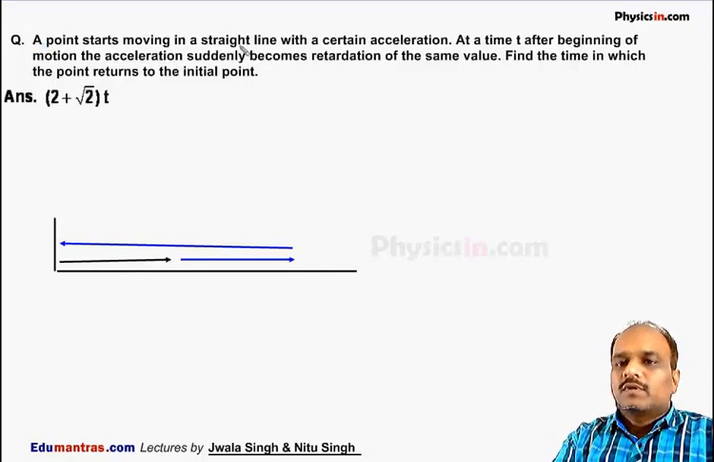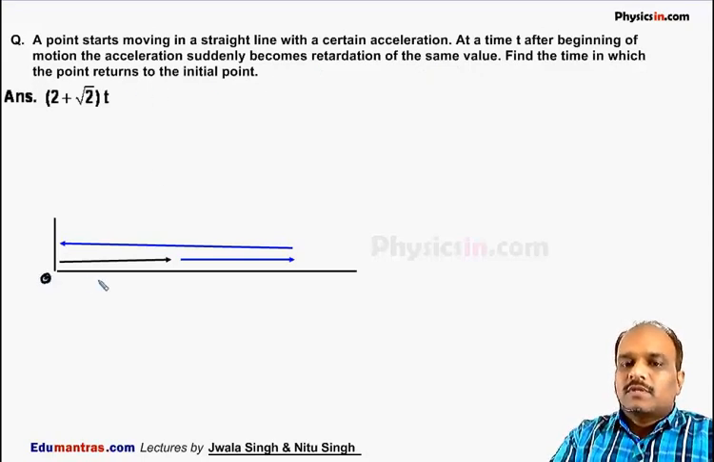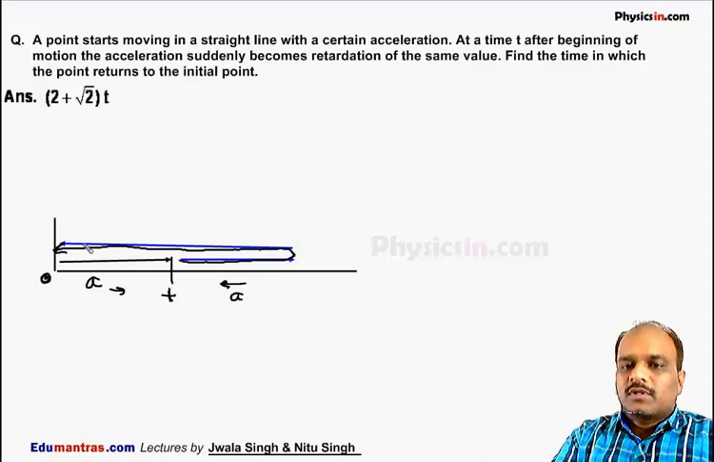A point starts moving on a straight line with constant acceleration. At a certain time t after the beginning of the motion, the acceleration becomes retardation of the same value. Find the time in which the point returns to the initial point. Let the particle start from here with some acceleration a, and let this time be t. Up to this time the acceleration remains in this direction, but at this instant the acceleration reverses direction. So the particle moves forward and again returns to its starting point. Let this time be t dash.